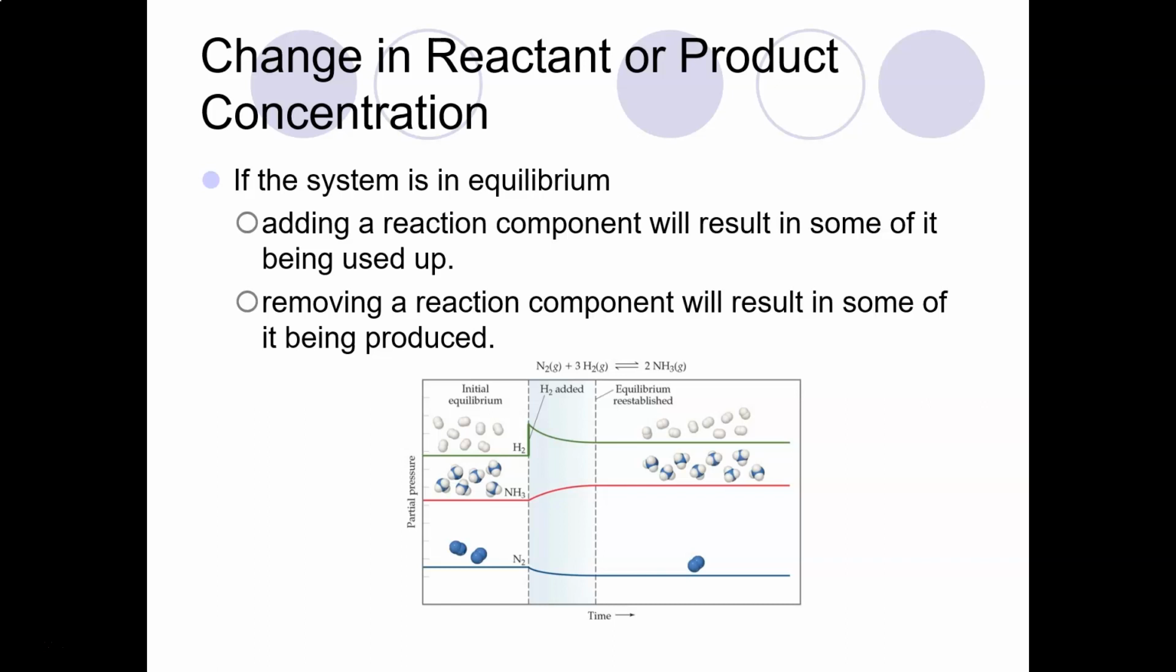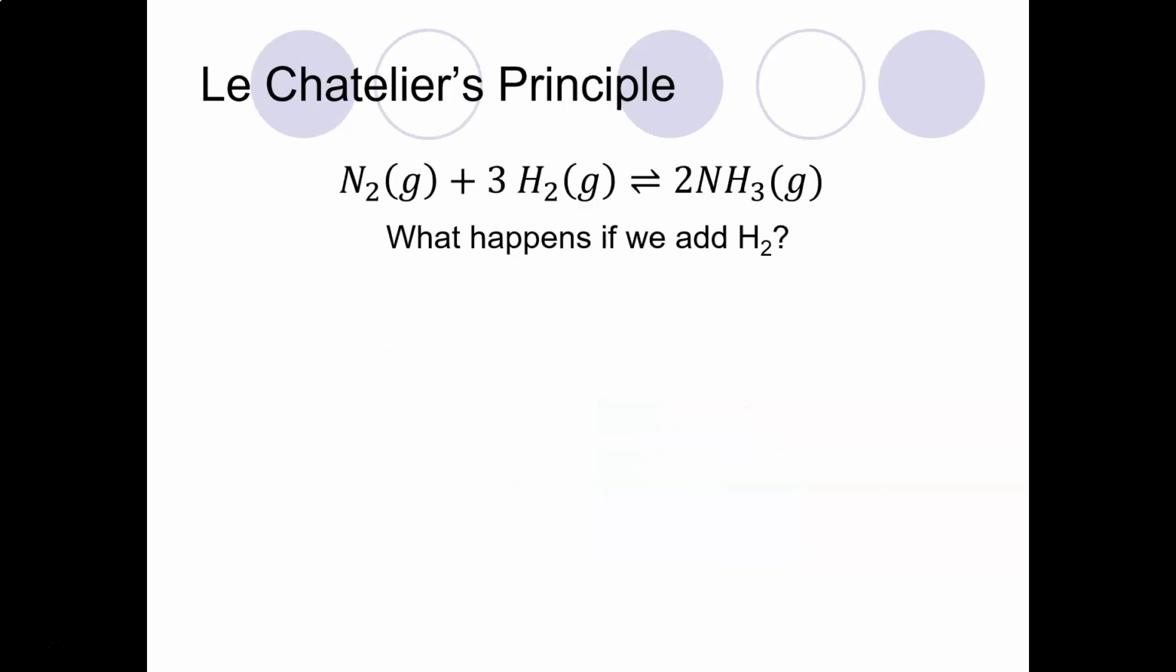So if the system's at equilibrium already and you add a chemical, the reaction is going to respond by trying to use up that chemical. If the reaction's at equilibrium and you remove a chemical, the reaction is going to respond by trying to make more of that chemical. So let's look at an equation. There's an equation. Okay, so this reaction was at equilibrium.